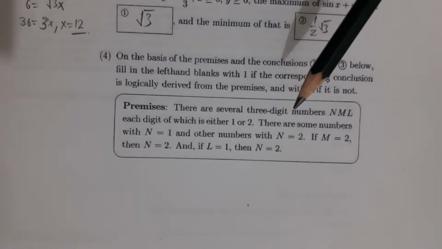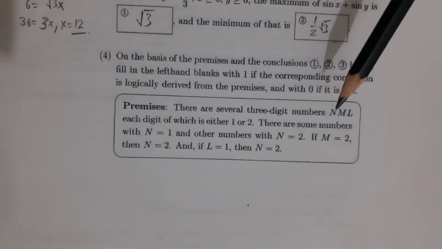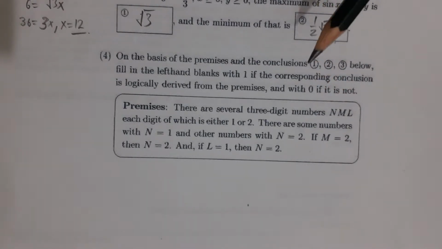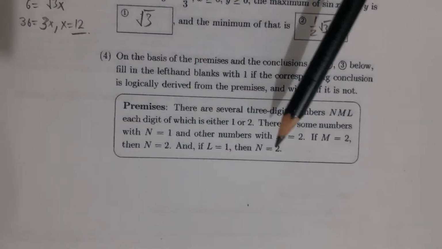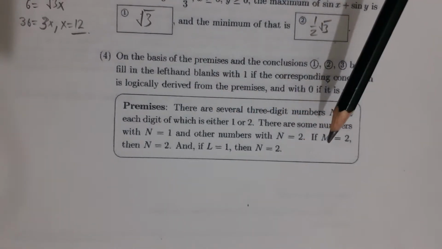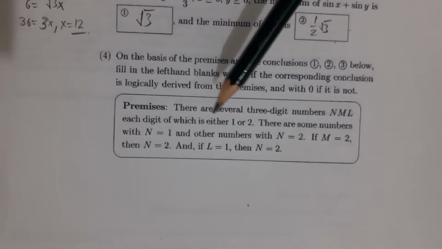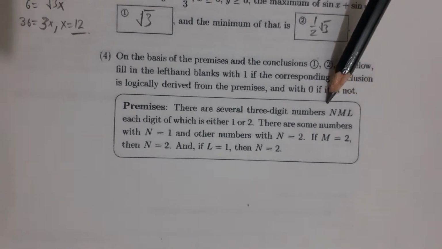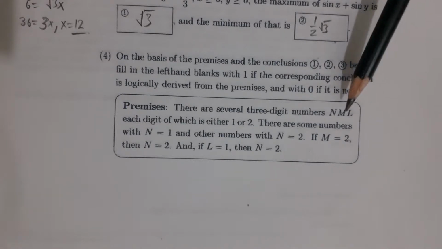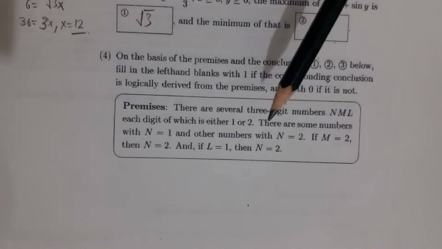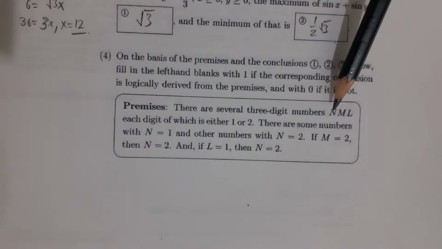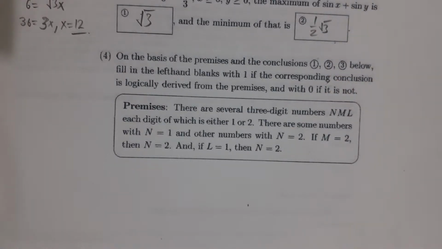So the meaning is n could be 1 and could be 2, and for some numbers, for example, 132 exists and 232 exists under this particular requirement. And if m is 2, then n is 2. So for example, if we have m here truly 2, then n must be 2, for example 223. And if l is 1, then n is 2. So if l is 1, let's say 1, then n is 2. For example, 221 is possible for this NML.